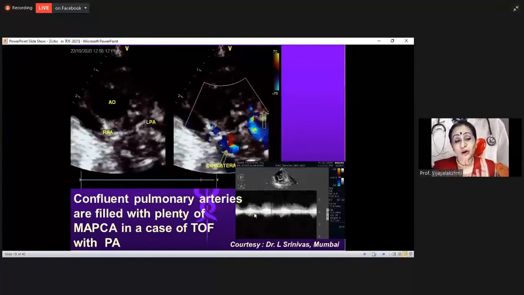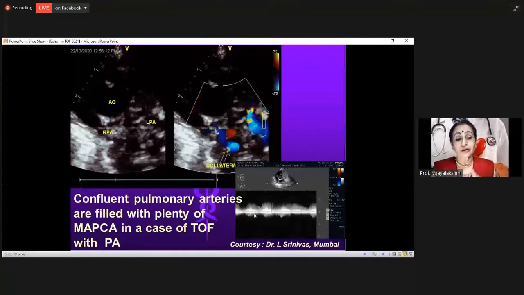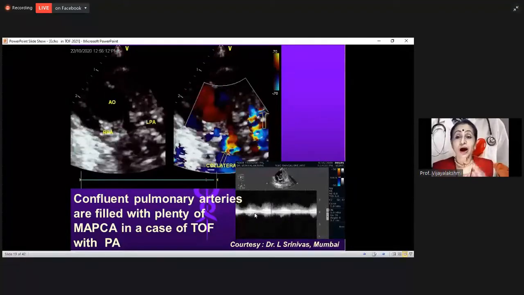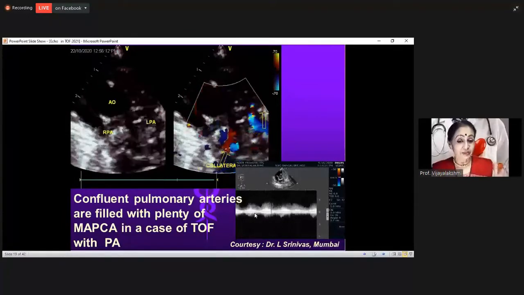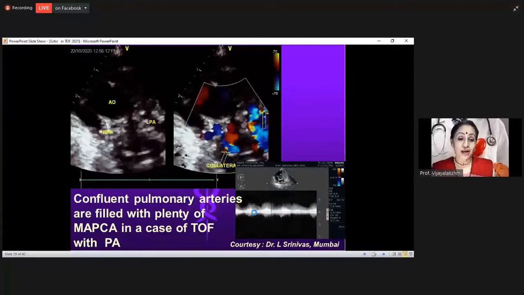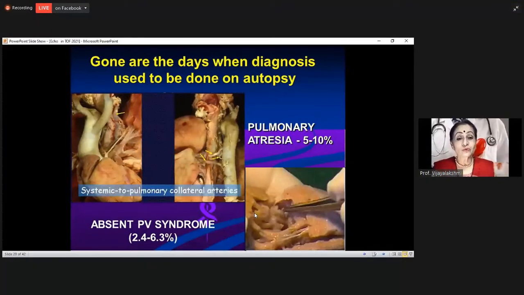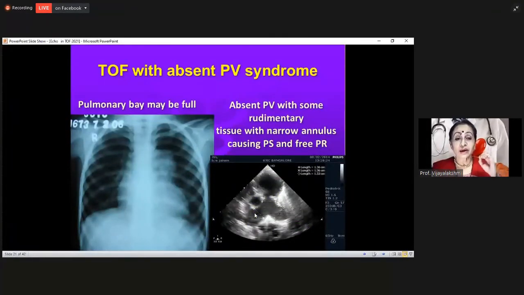Most often, pulmonary arteries are filled by the collaterals, and these MAPCAs in the case of tetralogy are quite huge and plentiful, and the continuous Doppler can be made out. And apart from that, gone are the days when we used to diagnose the absent pulmonary valve or pulmonary atresia on autopsy. Today, all this can be made out by the echo itself.